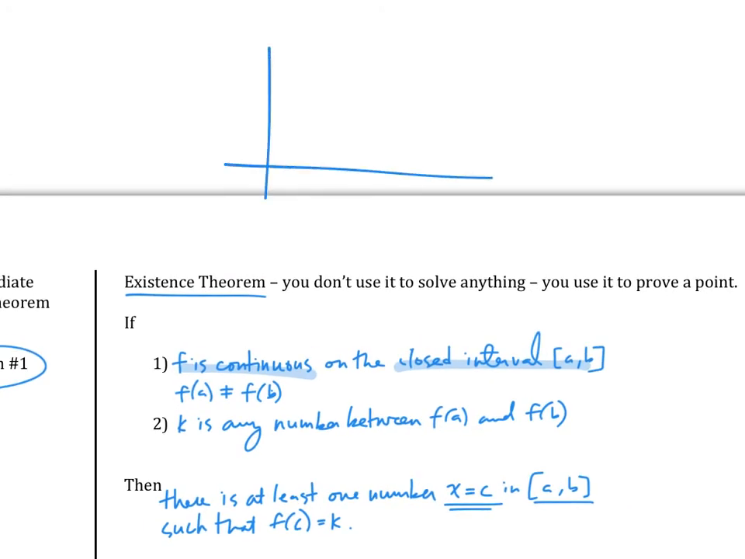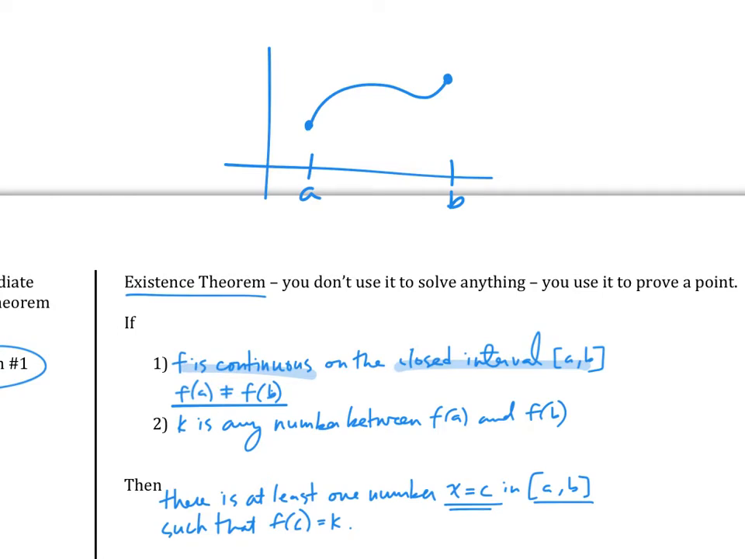First, f is a continuous function on the closed interval A to B. So let's say this is A, this is B. We have a function between A and B that is closed, something like that. So A to B, closed, continuous. That means there's no break in between. And it tells me that f of A cannot equal f of B. So I cannot have something like this, where these two are the same y values. They said that's not okay.